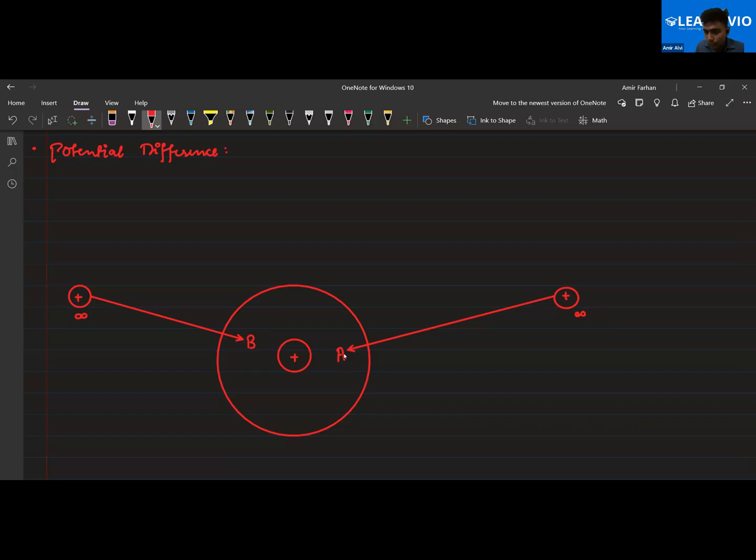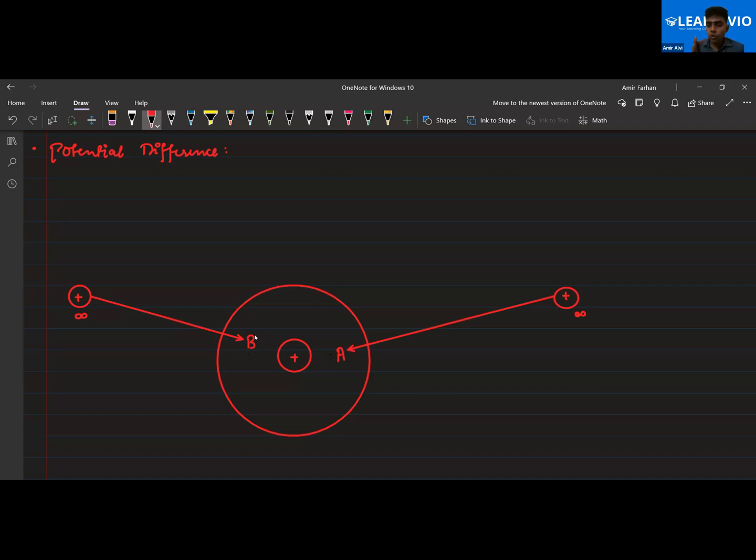When you carry a charge from point A to point B, the work done required to carry this charge from this point to this point is called potential difference. Am I clear? The work done required to carry this charge from point A to B. Clear?